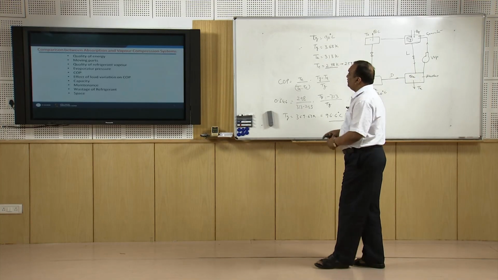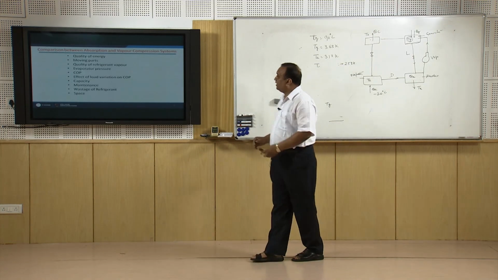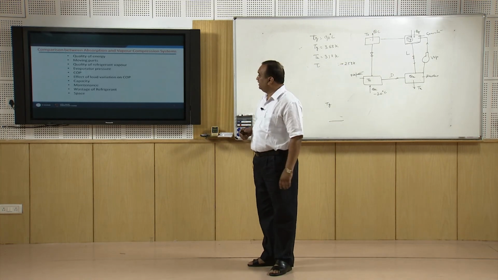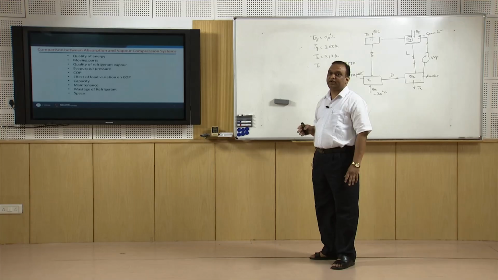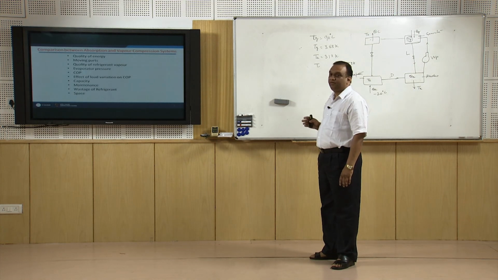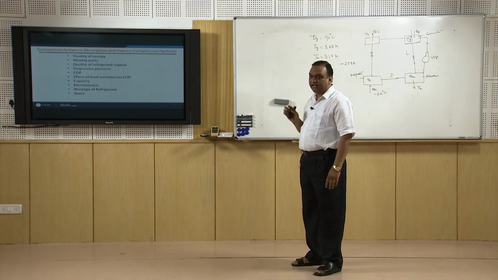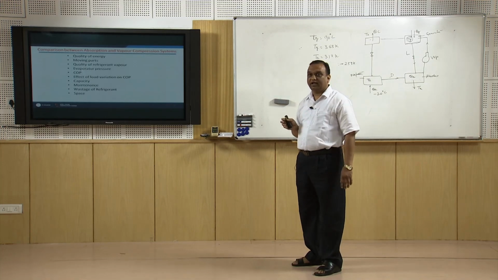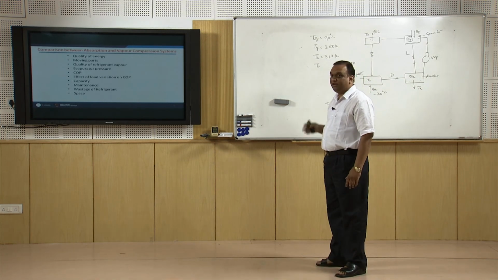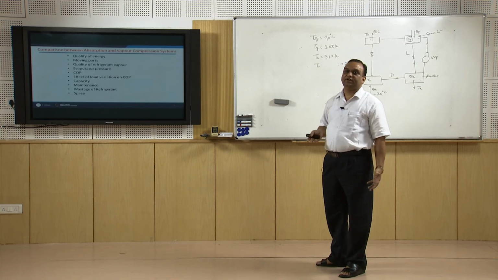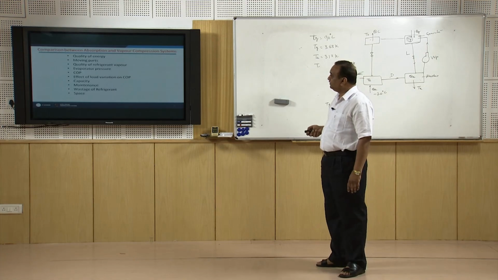Now, we will make a comparison between absorption and vapor compression system. If you compare the absorption system and the vapor compression refrigeration system, first the quality of energy. In vapor compression system, a compressor has to run with high grade energy, work will be required. And here in this case, only heat is required, and if waste heat is available, then we get a refrigerating effect almost free of cost. It has less moving parts, so friction loss is less.